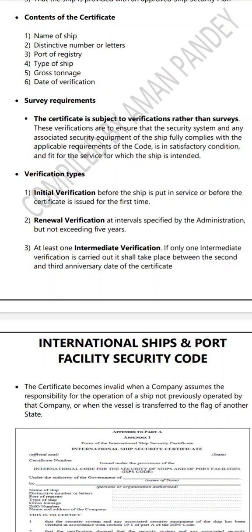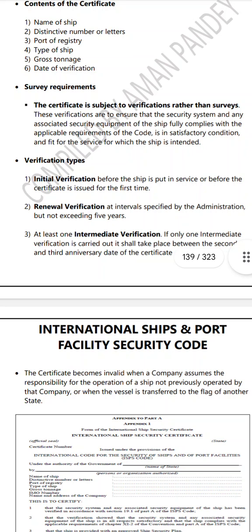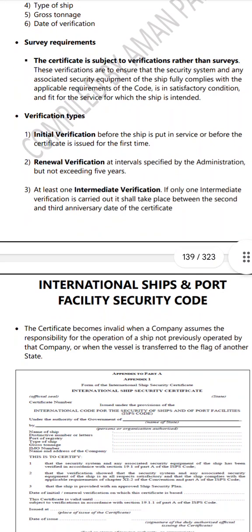Verification types: initial verification before the ship is put into service or before the certificate is issued for the first time. Renewal verification at intervals specified by the administration but not exceeding 5 years. At least one intermediate verification is also carried out between the renewals.